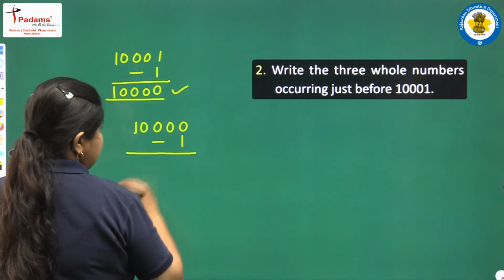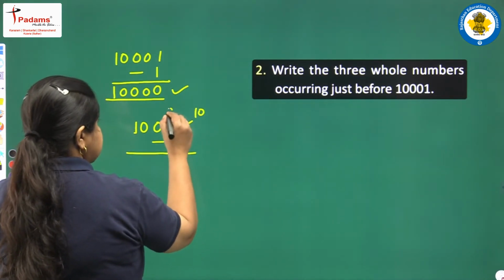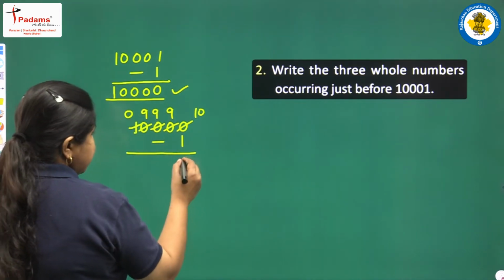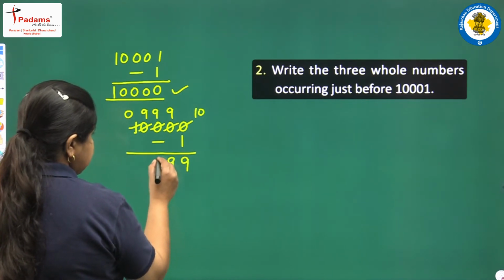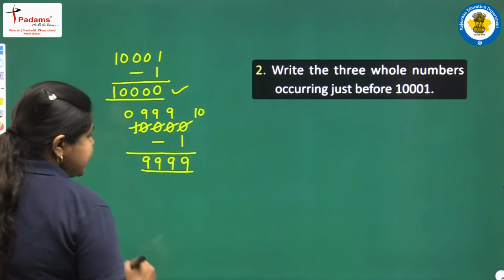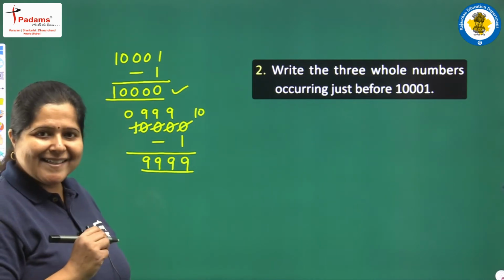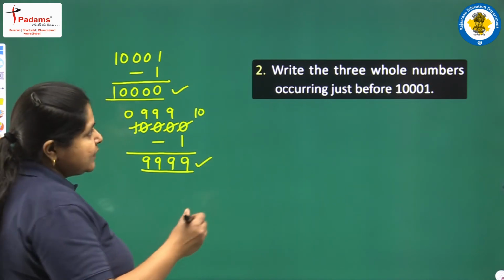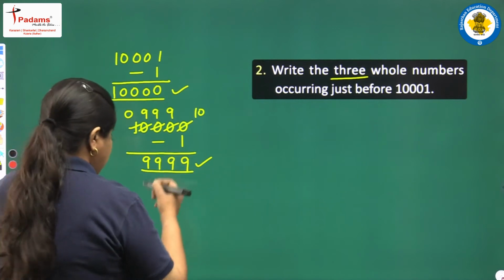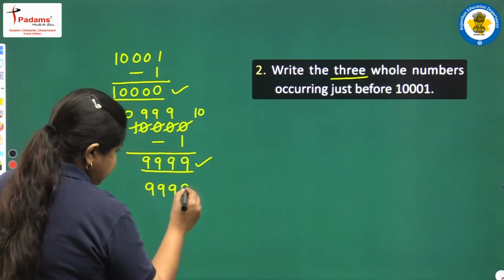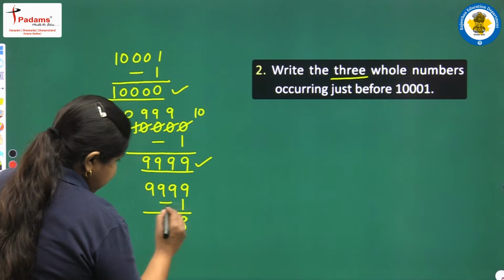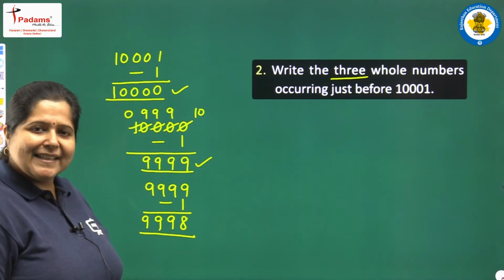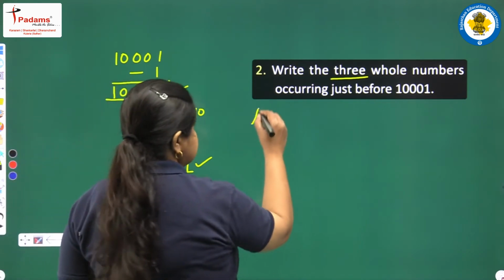Subtract 1, what do we have? This will become 10, this 9, again 9, 9 and this will turn into 0. 10 minus 1 is 9, 9, 9 and 9. This is 9,999. Now again we need to find a number just before it because we are asked three numbers. So again we need to subtract 1 from it. It will be 8 and then these 9s. 9,998. Now we can easily write the answer.